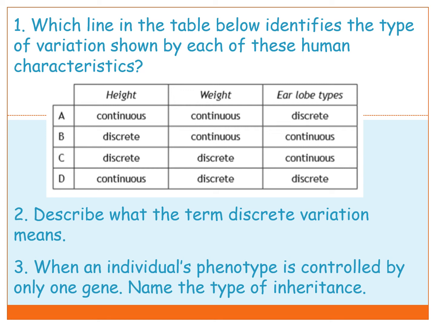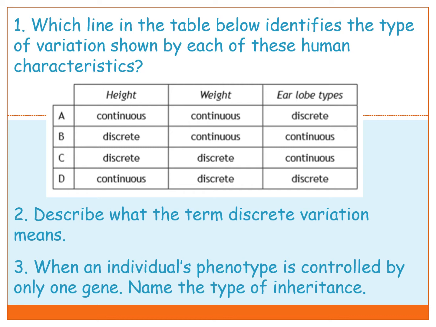You should now know all about the two types of variation and you should be able to pause the video and answer the questions. So question 1 is which line in the table below identifies the type of variation shown by each of these human characteristics? Question 2 is describe what the term discrete variation means. And question 3 is when an individual's phenotype is controlled by only one gene, name the type of inheritance. So pause the video and try to answer this before I go over the answers.